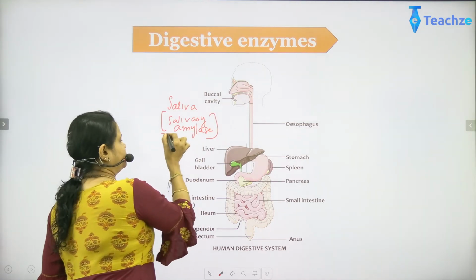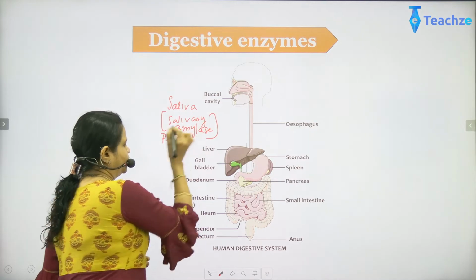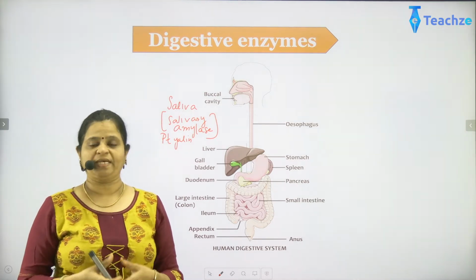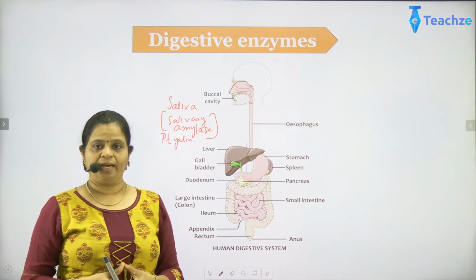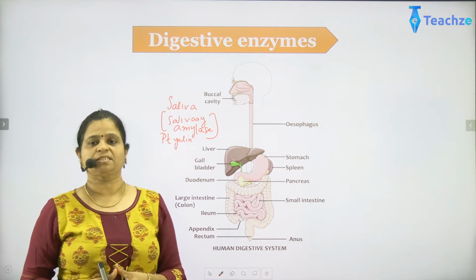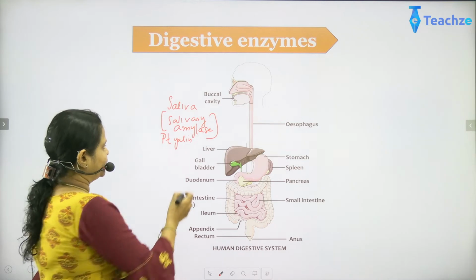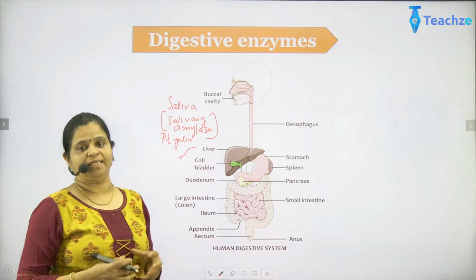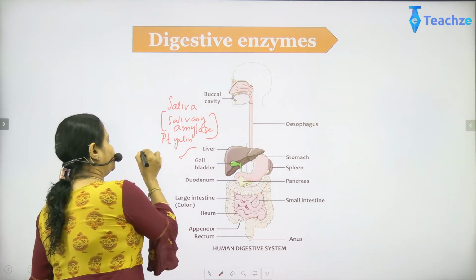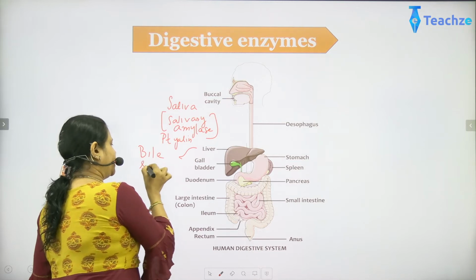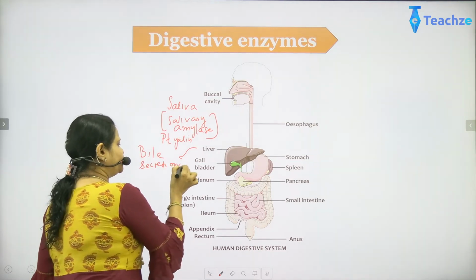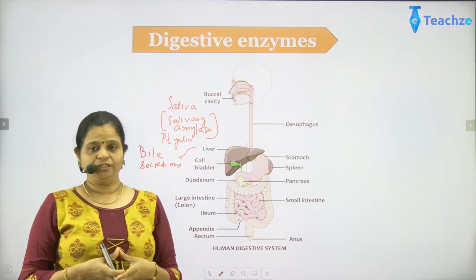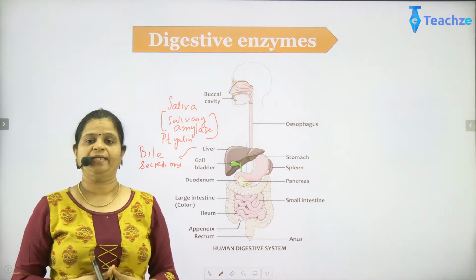Another name given to this is ptyalin. This is the enzyme which acts upon carbohydrates, that is the complex carbohydrates, where they will be broken down into substances which we call double sugars. Now in the liver region, the liver is also a very important gland, but it does not have any enzymes as such. What it has is only the bile secretions. We call it bile juice, and bile juice is important because it has a major function to handle the emulsification or the breakdown of fats.